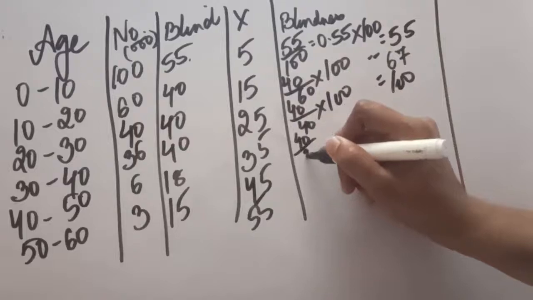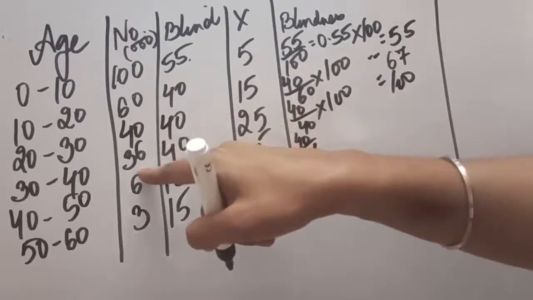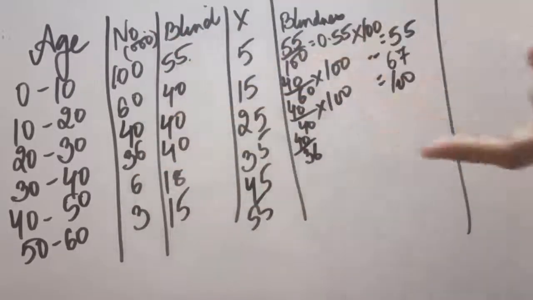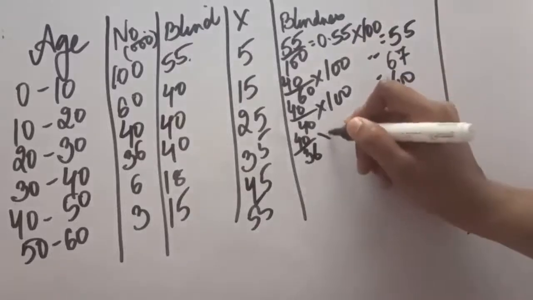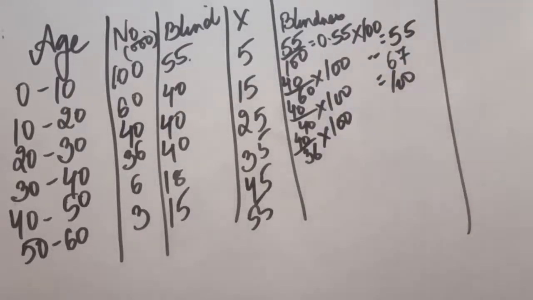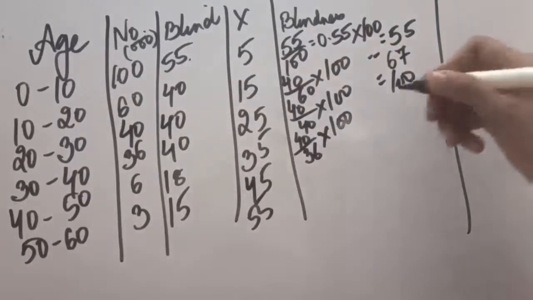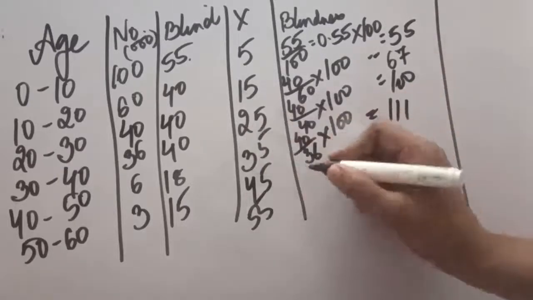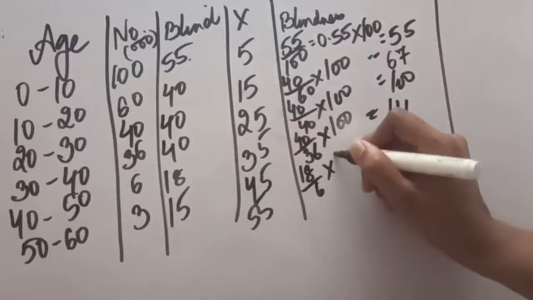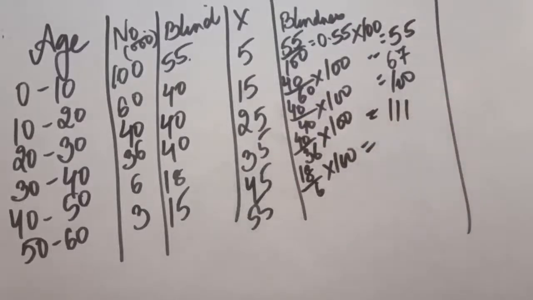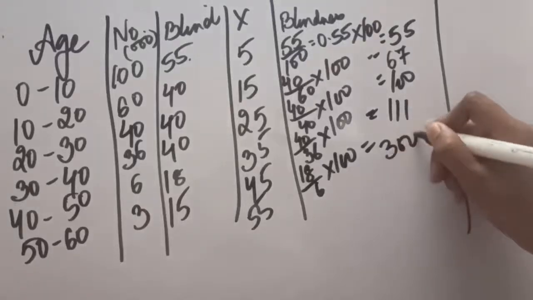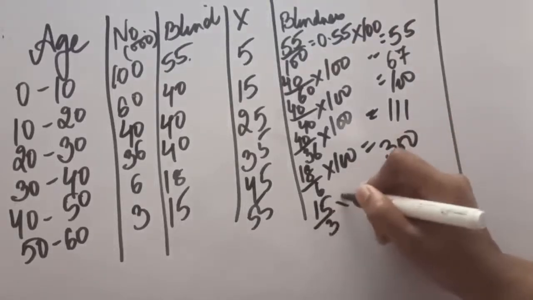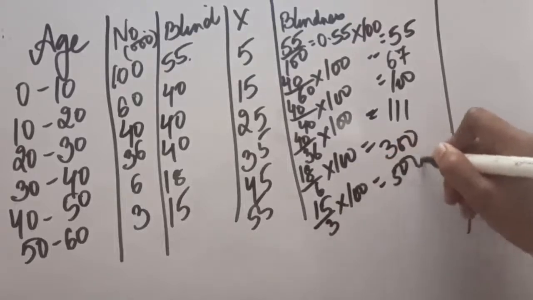Next is 40 upon 36. So 40 are blind out of 36,000, but we have ignored the 000. So we can say 40 divided by 36 into 100, which comes out to be 111.11. We can round it off to 111. Next comes out to be 18 upon 6 into 100, which is 300. And the last is 15 by 3 into 100, so it will be 500.